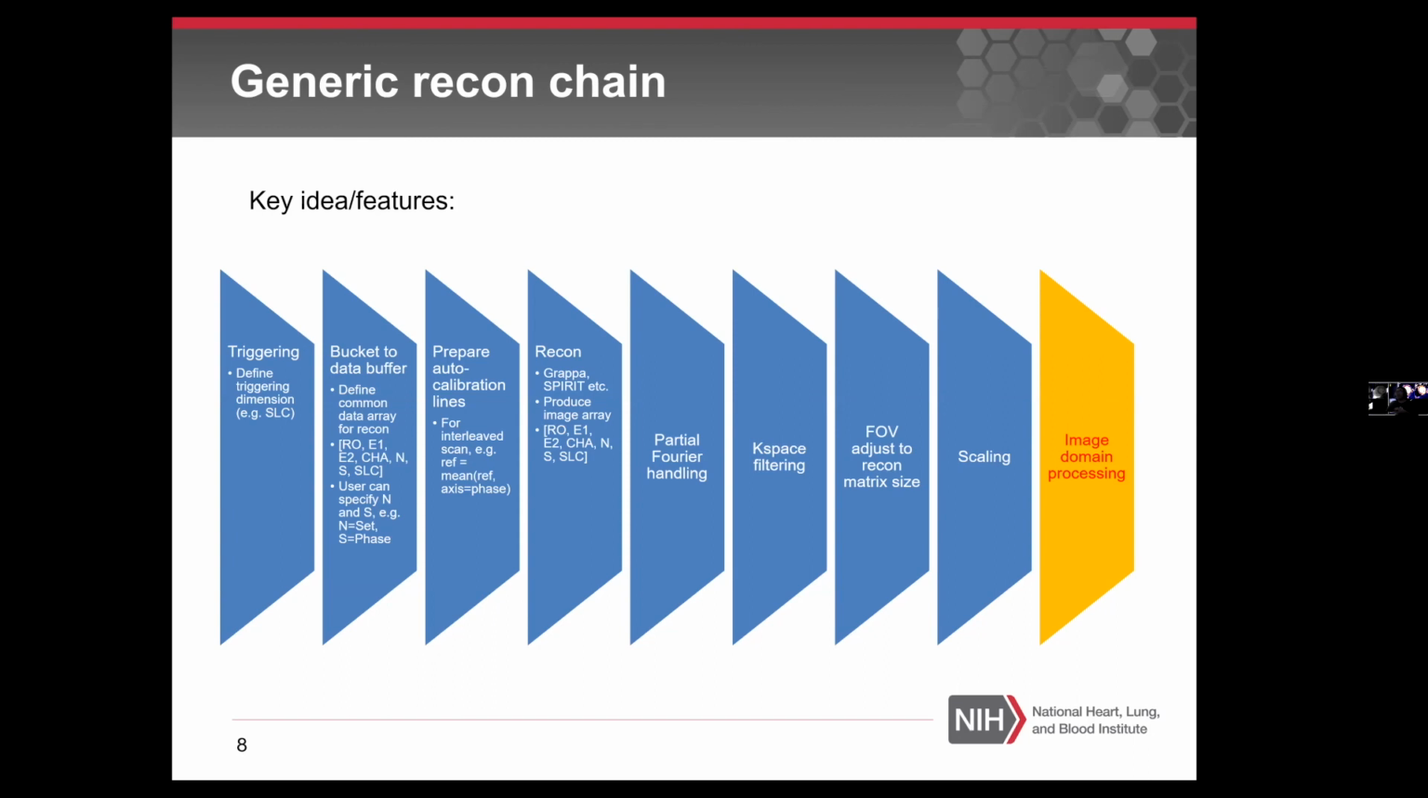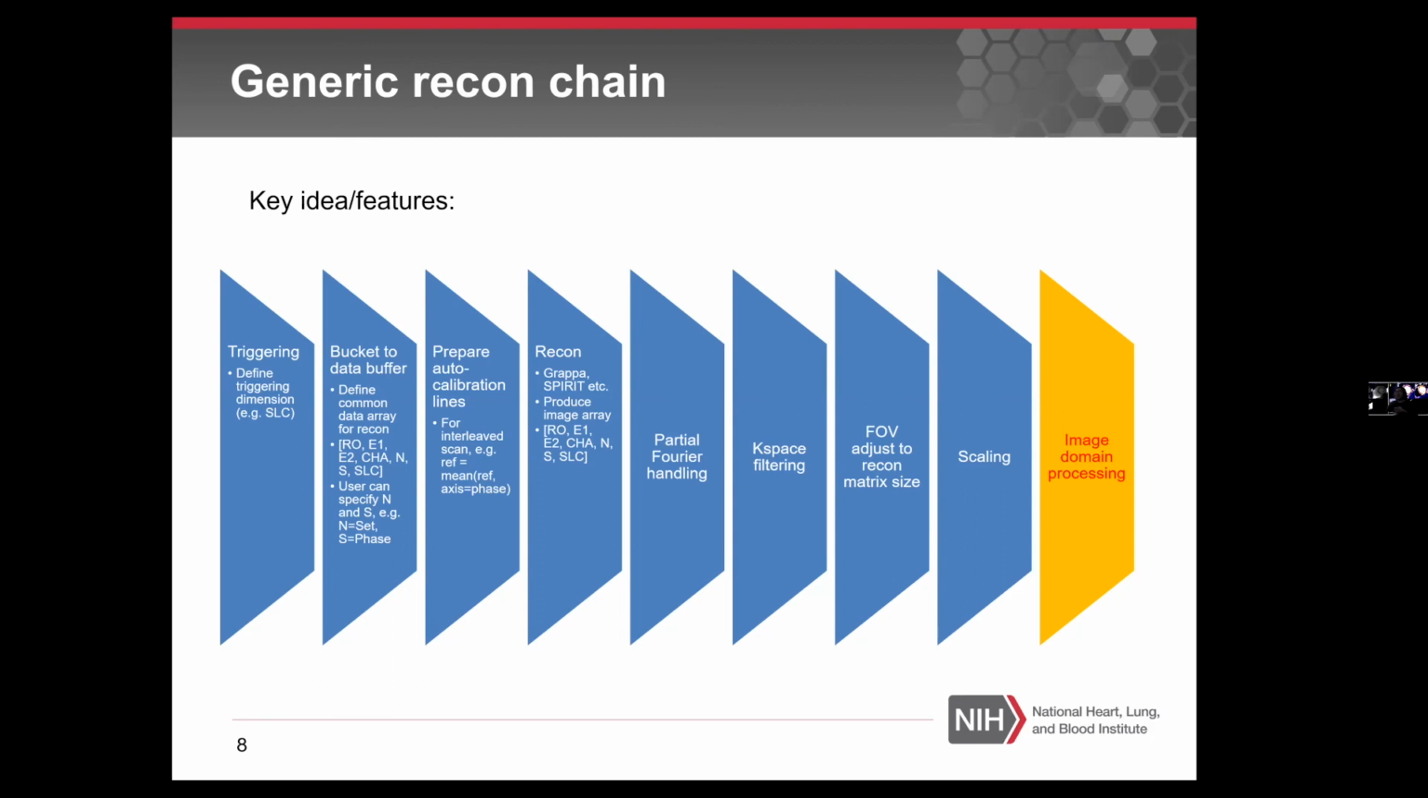Then it goes to the reconstruction. So reconstruction is a gadget which is defined where the user can derive from this gadget for the specific reconstruction algorithm. For example, in this Gadgetron, we have GRAPPA, SPIRiT, nonlinear SPIRiT, non-Cartesian recon, several reconstructions. The task of this gadget is to convert the Kspace array into the image array. The image array converted also follows this RO, E1, E2, channel, N, S concept.